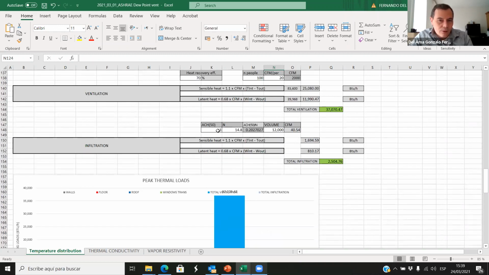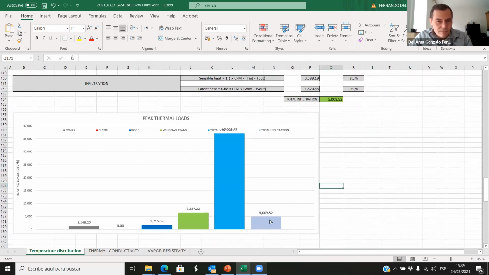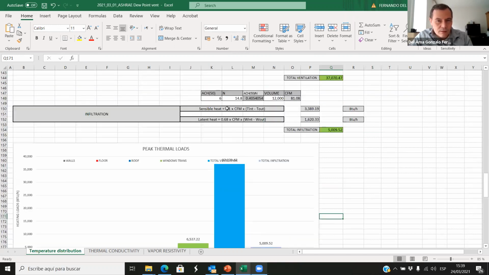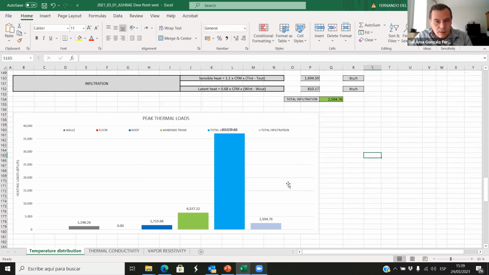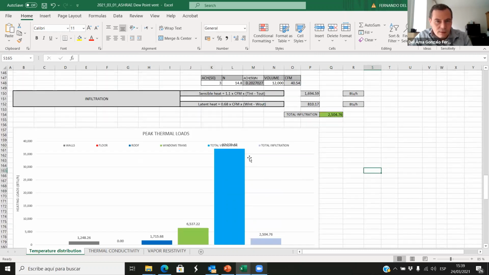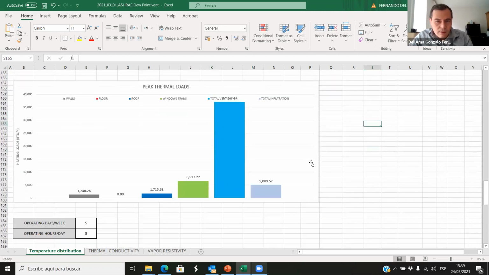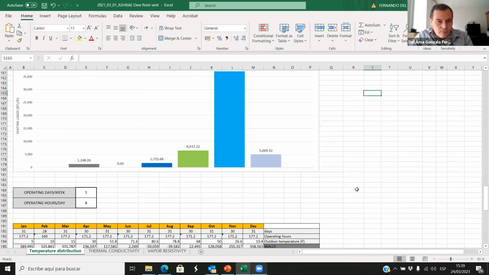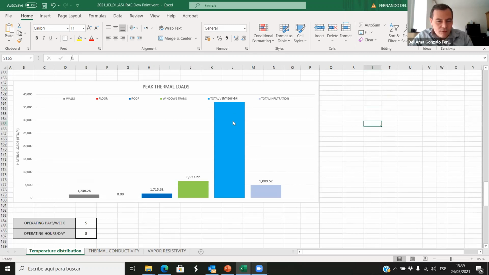But if we had a loose construction, it's not tight. So imagine that this value is 6, we carry out the blower door test. This value is 6. Okay, so this has increased. It was 3, and this value was 2,000 or 2,500. If it's 6, that value would be 5,000. Okay. So that's what we have to analyze now. We have to analyze the building in terms of ventilation and infiltration loads.